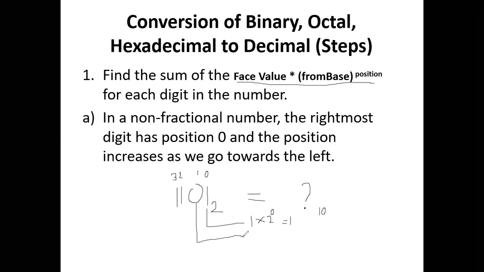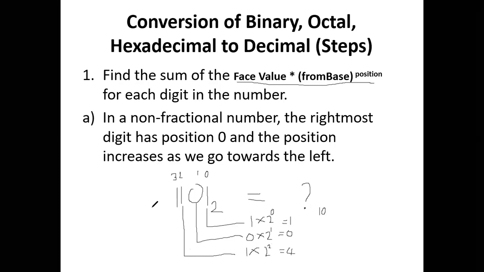Then we come here. This is 0. That's the digit multiplied by the base, which is 2, position 1. 2 to the power 1, that's 2. 2 multiplied by 0 is 0. Then we move on. We come here. What is its digit? The digit is 1, multiplied by, what is the base? 2. What is the power? 2. So 2 squared, that's 4. 4 multiplied by 1, that is 4.